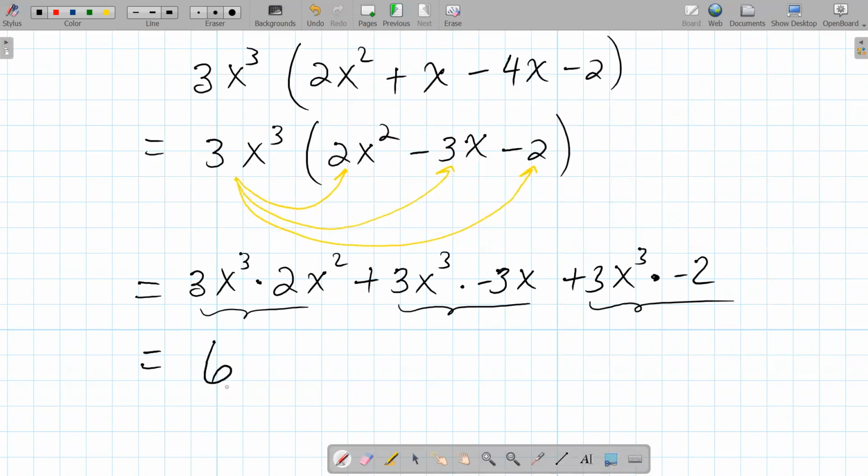So give me 6x to the 5th power. Remember, we are adding the powers. And then minus 9x raised to 4. And then minus 6x to the 3rd. That will be your result because we don't have any like terms here. So that is going to be our result for that. And we should be all set.